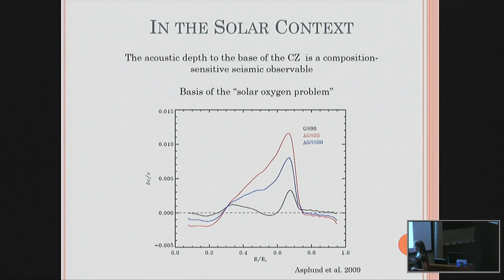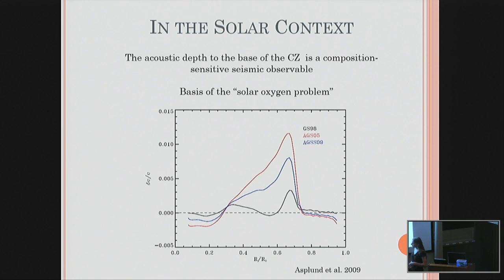So this is an example of several of these different models made with different compositions. This is the oldest composition. These are some of the newer versions. And this is the difference between the sound speed profile of the Sun that you observe with helioseismology and the sound speed profile that you would have predicted with the models. And this is the location of the base of the convection zone. You can see that by changing the composition, you change the sound speed profile of the interior.